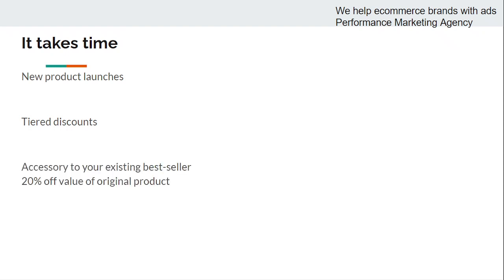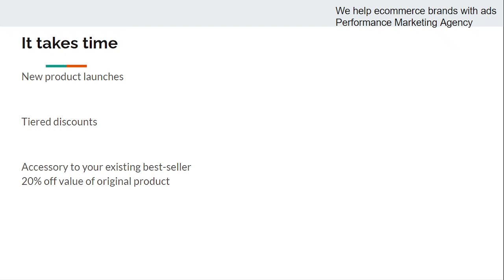Next, accessory to your existing bestseller. We tried this for one of our women's apparel brands, where customers can buy a kurti and then we give them accessories like bracelets and rings for free or at 20% off, thus increasing the average order value.